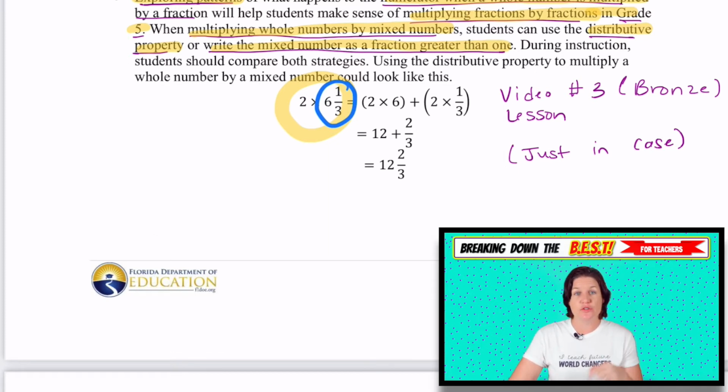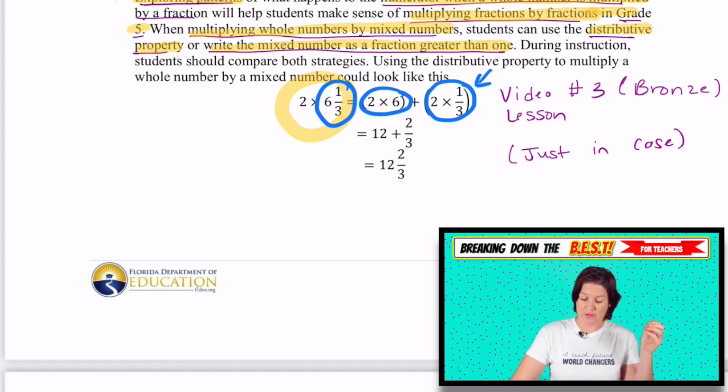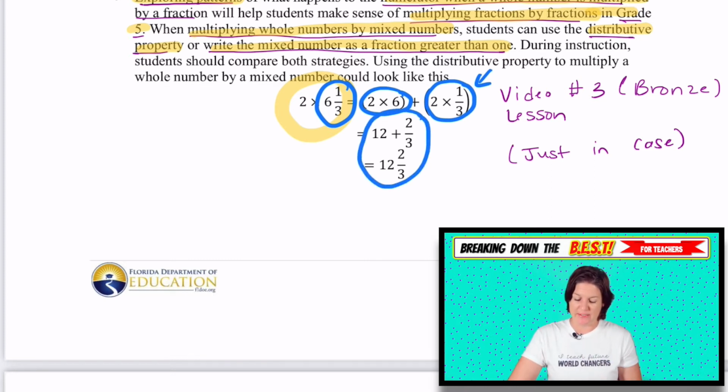However, because of the distributive property of multiplication, we can actually break this into 2 times 6 first, and then 2 times 1/3. So there we are getting that multiplication of 2 times a fraction that's less than 1, and then we can add them back together there. So I did create video lesson number 3 just in case this was going to be relevant with this standard. As you know, as of creating this, the BEST standards are still new to us. So I made a video lesson for that just in case.